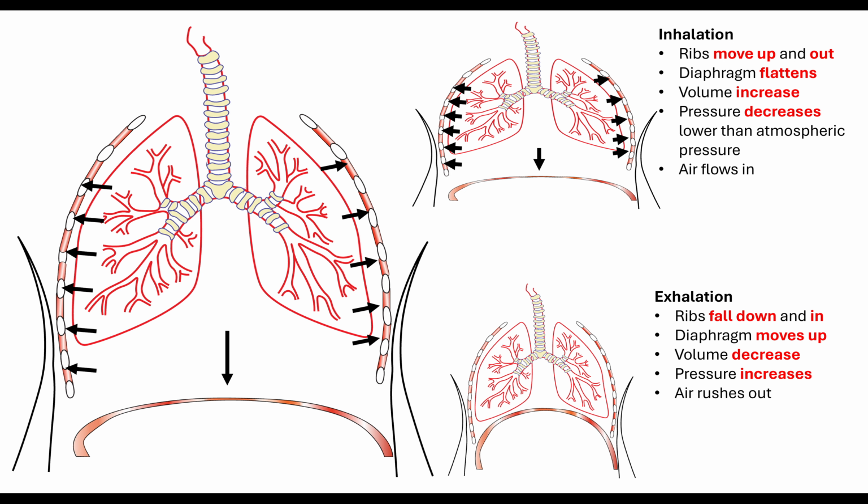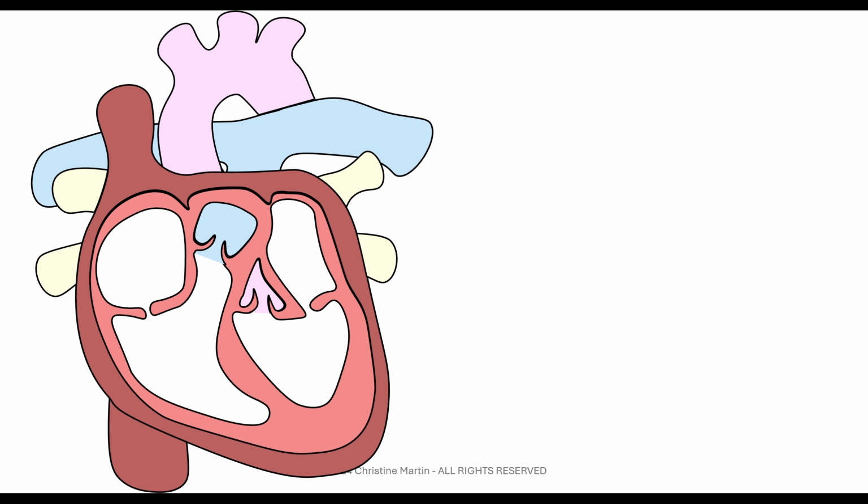So to ensure that we have this concentration gradient so that the oxygen is always diffusing into the blood and that the carbon dioxide is always diffusing out into the alveolus, we need to be ventilating our system, and that is through the movement of our rib cage.